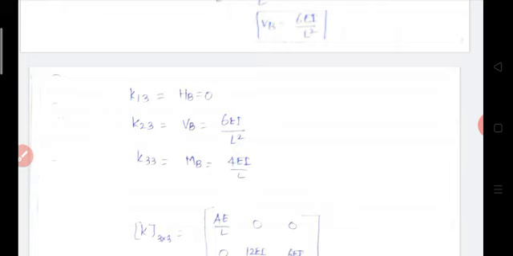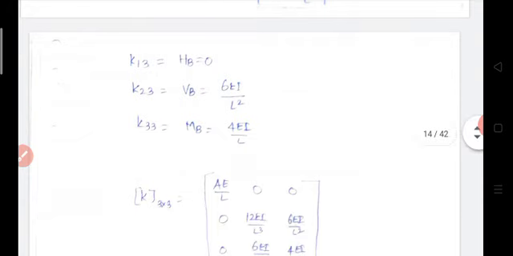So, K23 is the direction of VB. VB is equal to 6EI by L square. The direction of VB is upward, and coordinate 2 is also upward. So, both are in the same direction, which is positive 6EI by L square. Then K33 is the force developed in the direction 3 due to unit displacement in the direction 3. So, force developed in the direction 3 is equal to MB. Both the coordinate direction and induced moment MB direction are the same, which is equal to 4EI by L.